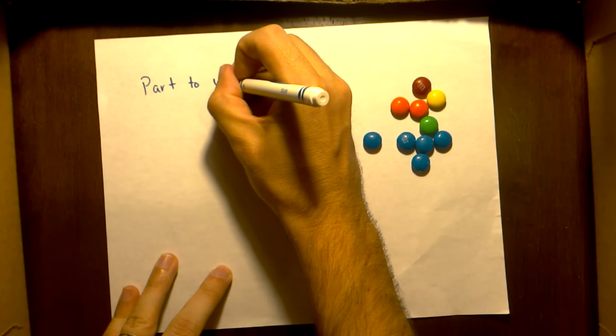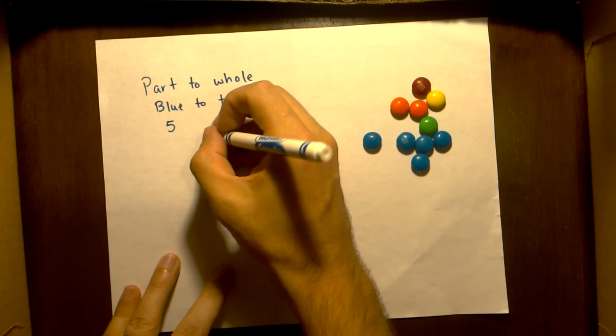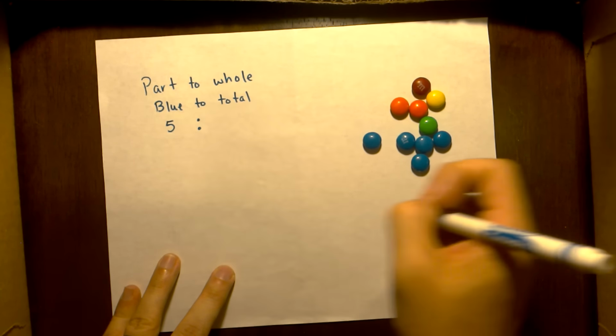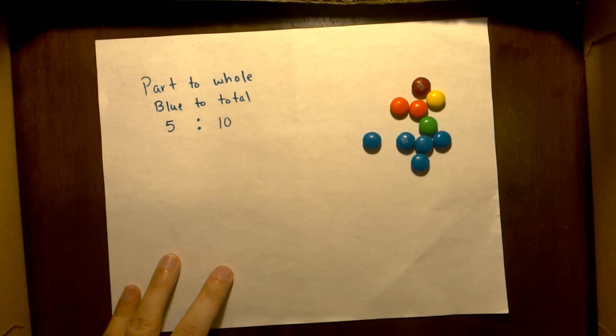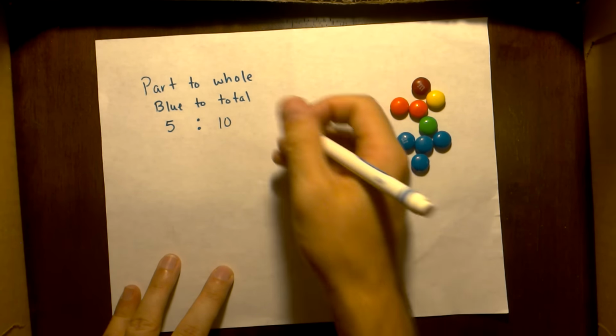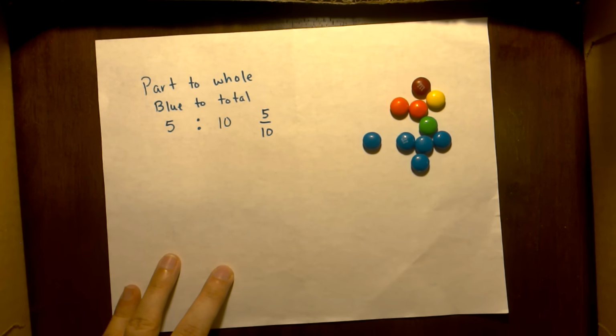Part to whole. Let's stick with those blues. I have blue to total. The whole amount is the total. So 5 blue, my total M&Ms is 10. 5 to 10. Let's write this as a fraction. 5 over 10. 5 to 10.